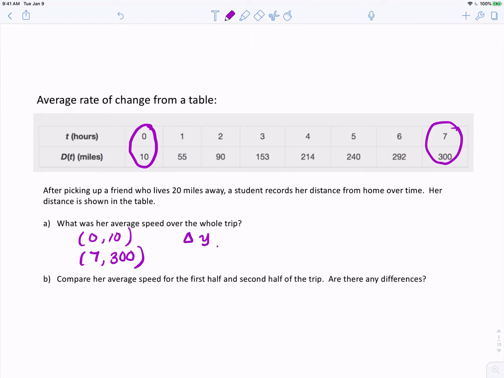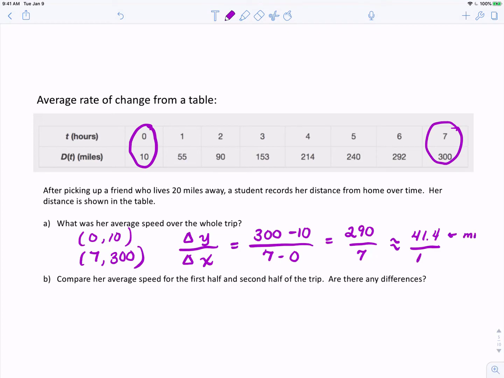And again, average rate of change is just slope, change in y over change in x. So that would be 300 minus 10 divided by 7 minus 0. So this would give us 290 divided by 7. And we can either leave it like that or we can reduce it. So let's find a calculator. And if we divide 290 divided by 7, we get about 41.42. So this is about 41.4 over 1. And again, what was this? This is miles, and this is hours. So her average rate of speed was a little over 41 miles per hour. So about 41.4 miles per hour.